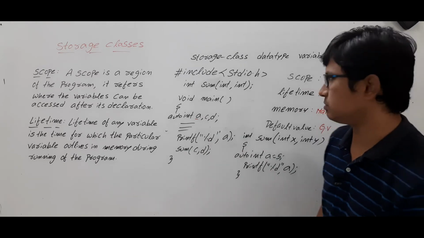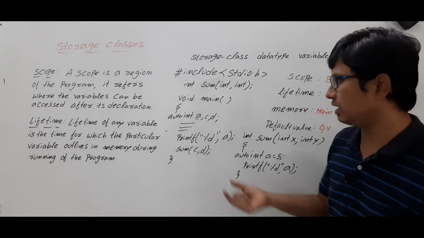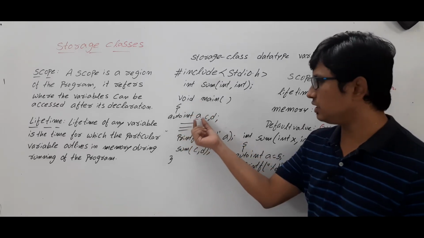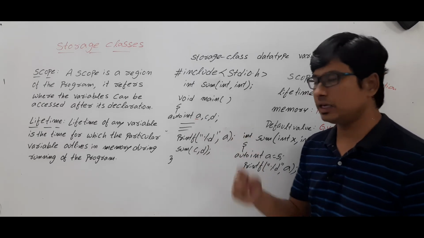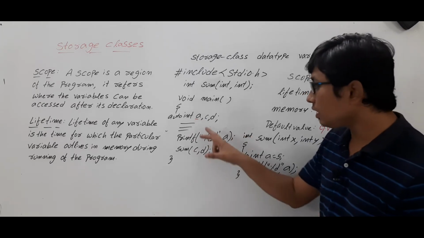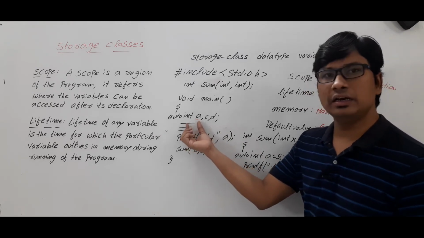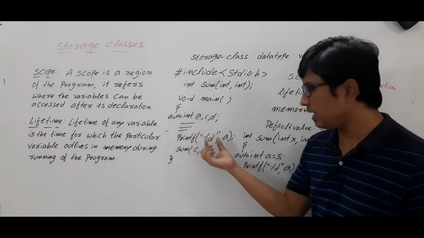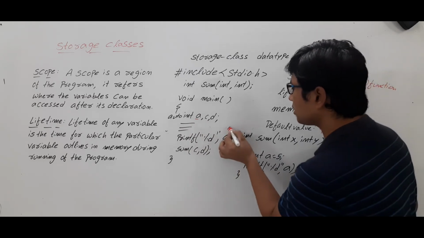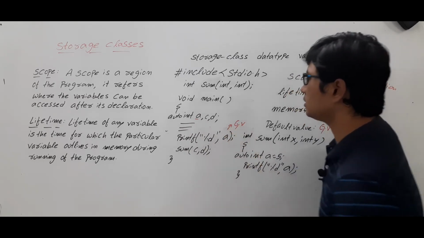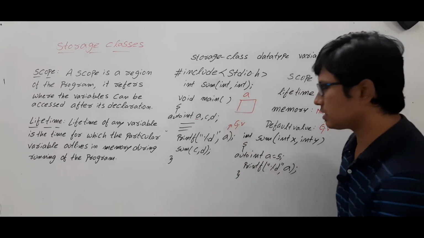Yes, I can access it, because the scope is within the block or function where you have declared it. Inside the main function I have declared the variable a, so I can access it. Now what value will it display? I have not initialized any value to this variable and I am trying to print it, so it will give a garbage value. Is it clear? So the variable a will be created in some memory location.